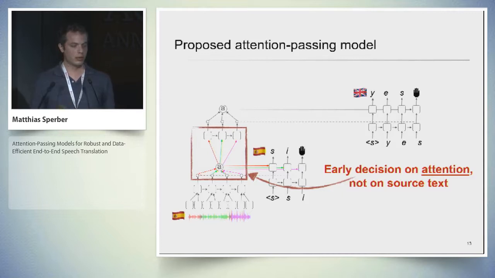Importantly, we no longer make an early decision on the source text, at least not from the translation point of view. Instead, we only make an early decision on the attention, and we observe in practice that the attention is quite robust against decoding errors. So even if the source text decoder makes a lot of errors, the source side attention is quite robust in practice.